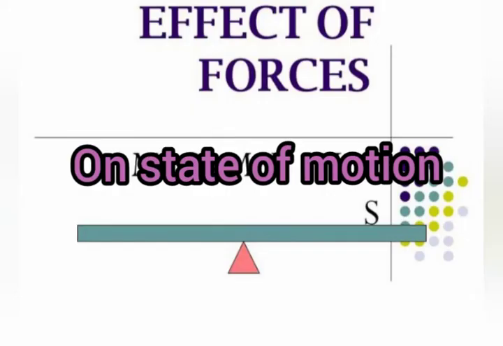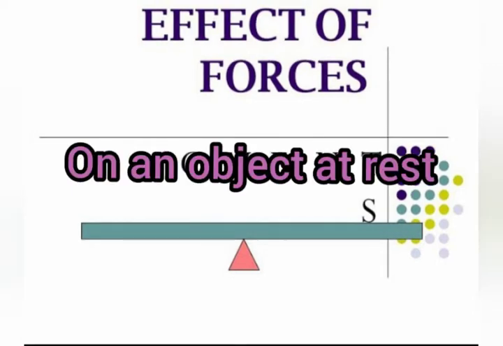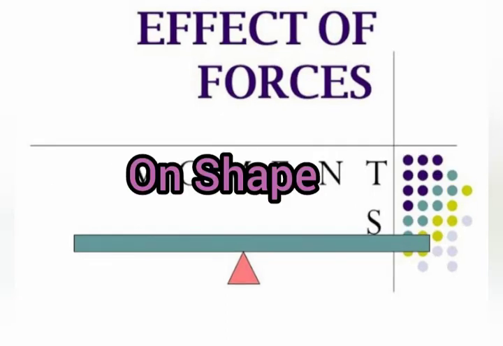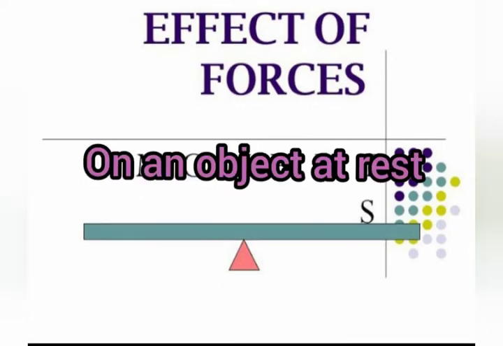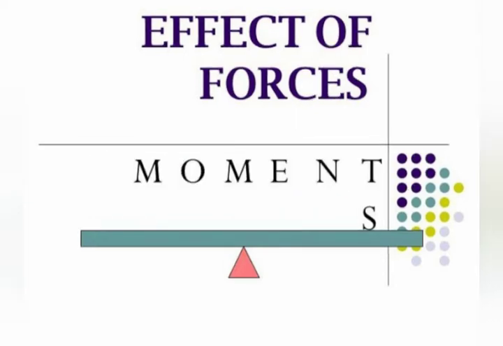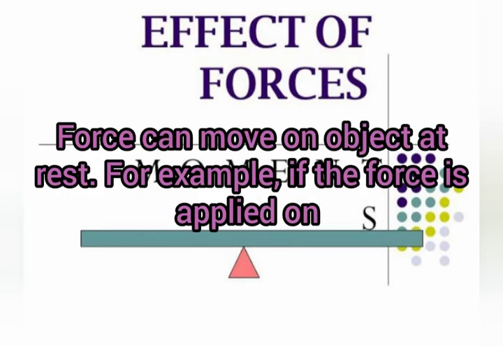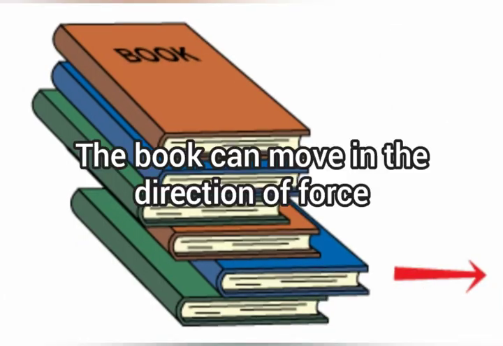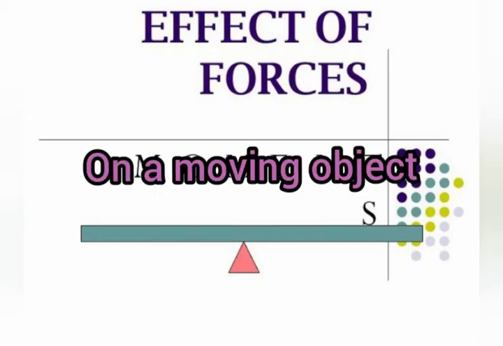Effects of force on states of motion are: effect of force on an object at rest, effect of force on a moving object, and effect of force on shape. Now let's see the effect of force on an object at rest. Force can move an object at rest. For example, if force is applied on a book, the book can move in the direction of the force.